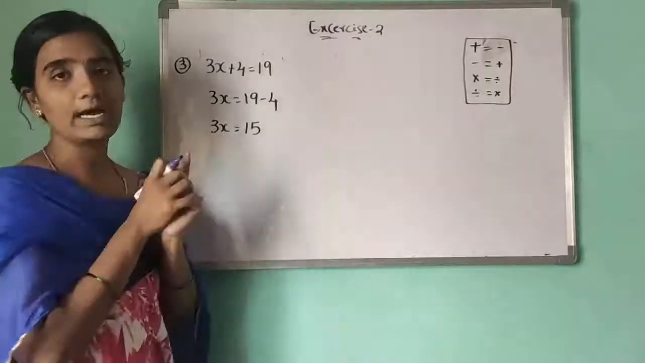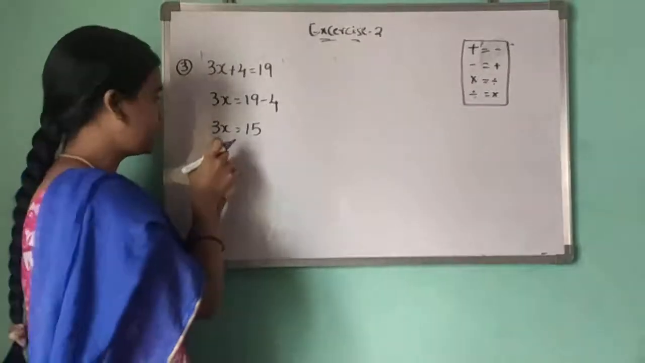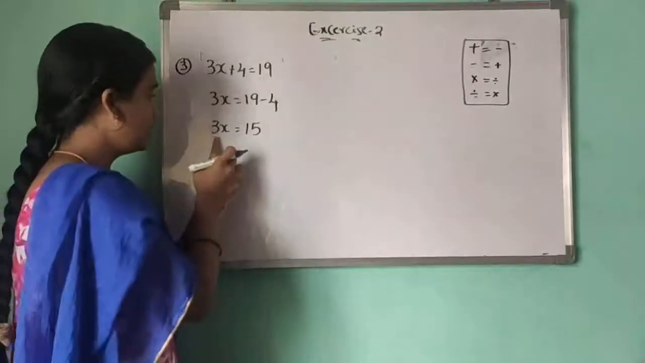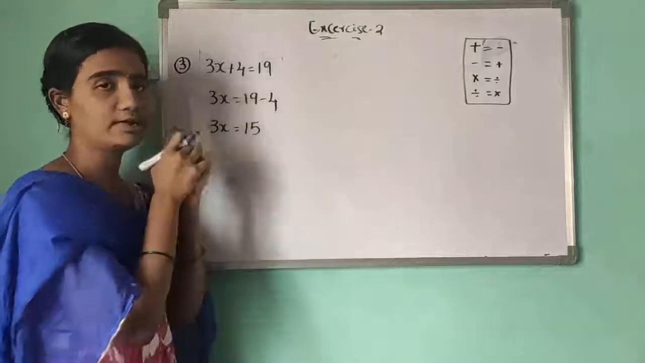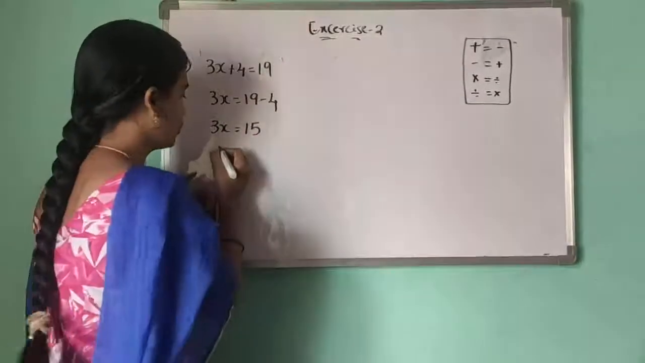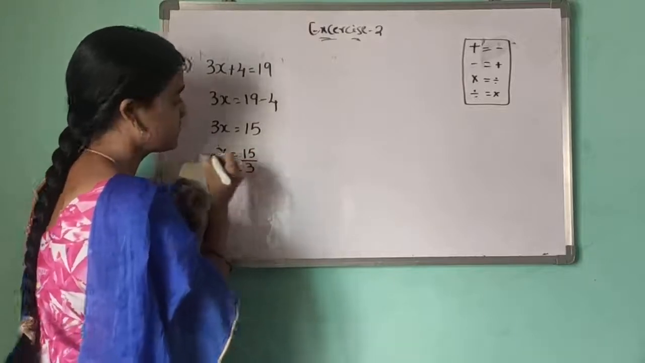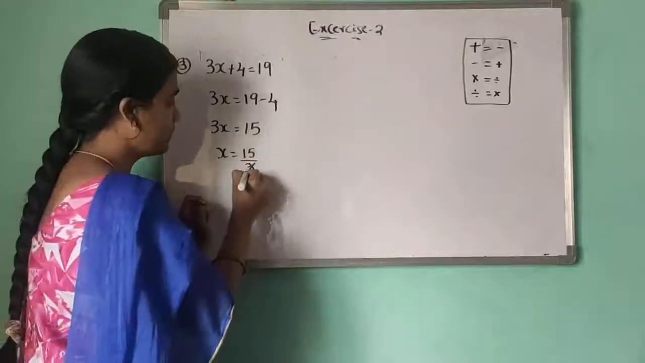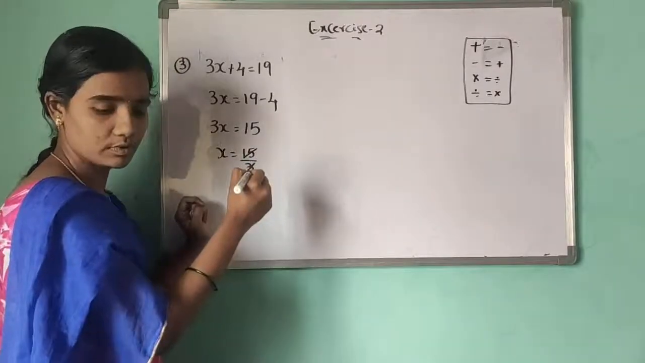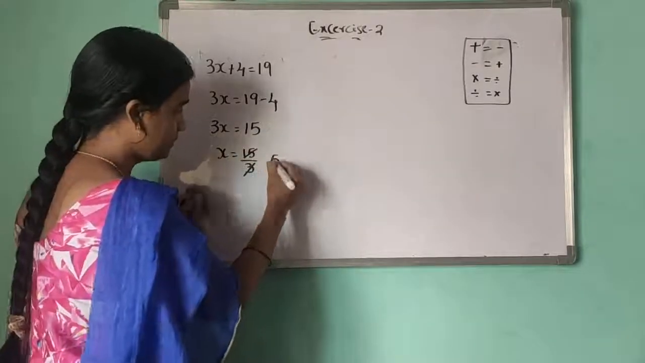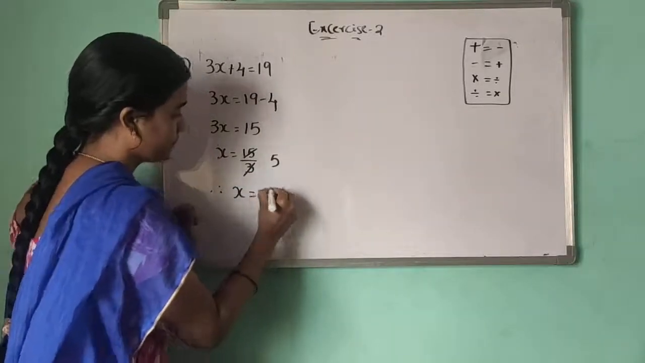We have to find the x value, right? Here 3 into x, 3x, is multiplication. When it moves from the left hand side to the right hand side, it will become division, right? So x equal to 15 by 3. 15 by 3, how many times? 5 times, right? So therefore x equal to 5.